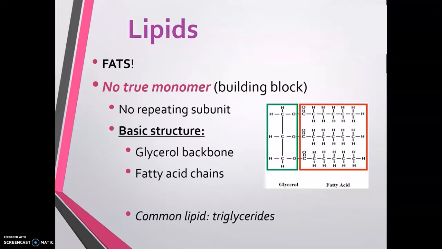Lipids are a little weird in terms of monomers and polymers. They don't really have one true monomer that makes up all of lipids, but they do have subunits that are put together in a predictable way. The basic structure of a lipid is to have a glycerol backbone, which is highlighted in green here, and 3 fatty acid chains. Notice all of the CHs in those fatty acid chains. That's why we're saying lipids are mostly composed of carbon and hydrogen. This type of lipid is called a triglyceride. You may have heard that before. And that's because there's 1, 2, 3 fatty acid chains on a glycerol, hence triglyceride.